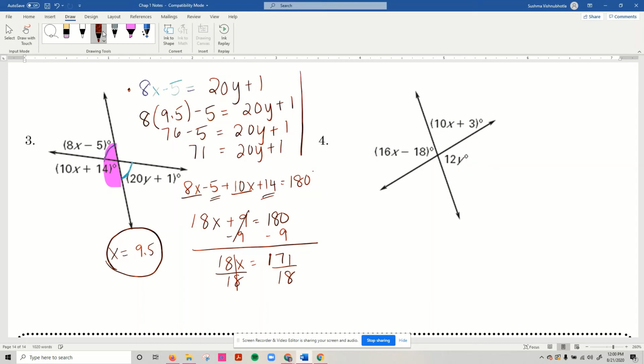Okay, I'm running out of space, so I'm going to go here. Subtract 1 on both sides. So you get 70 is equal to 20y. Divide both sides by 20. y is equal to 3.5. Okay. So x is equal to 9.5, y is equal to 3.5.